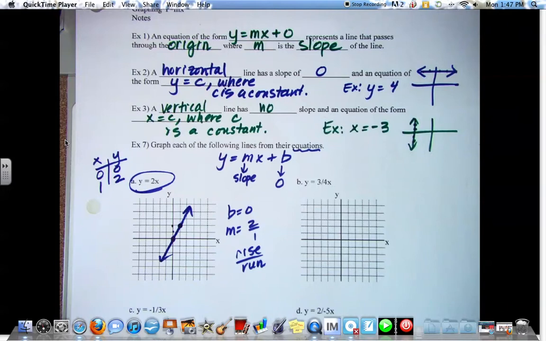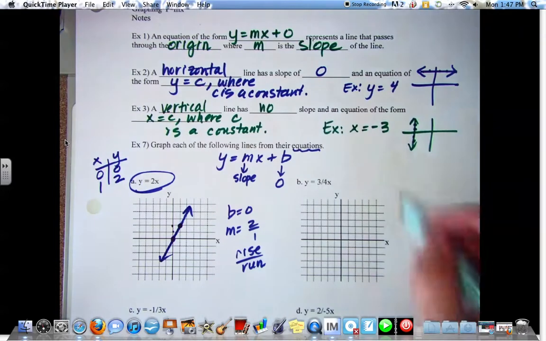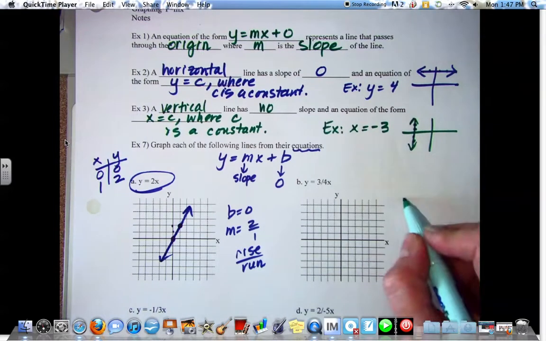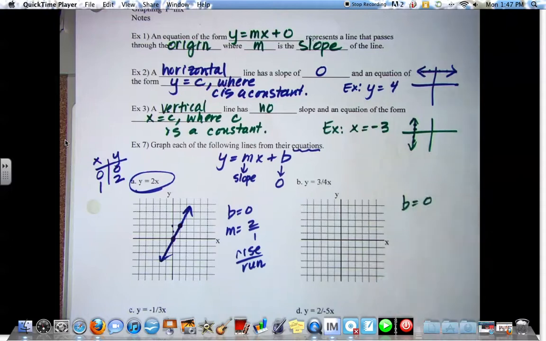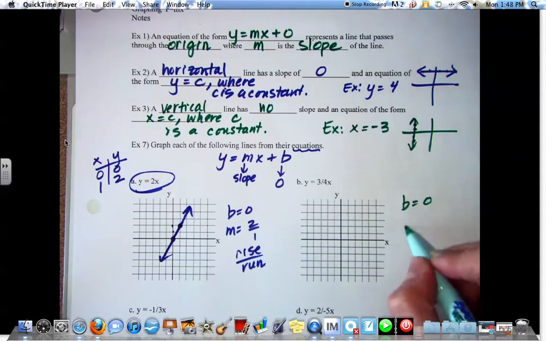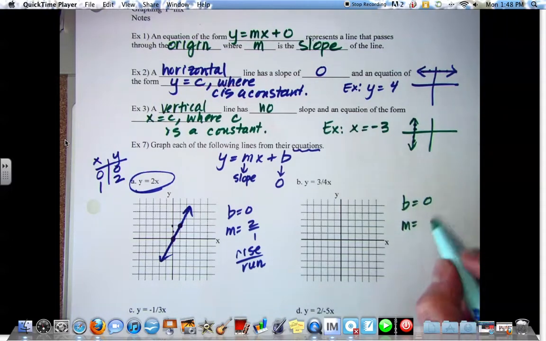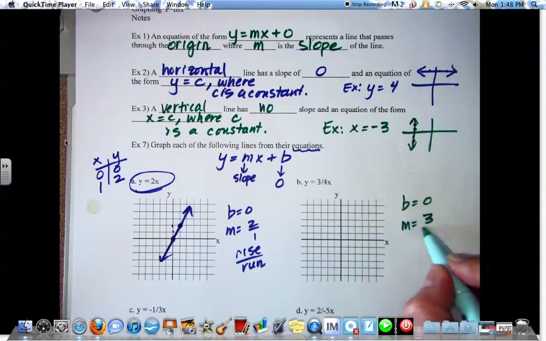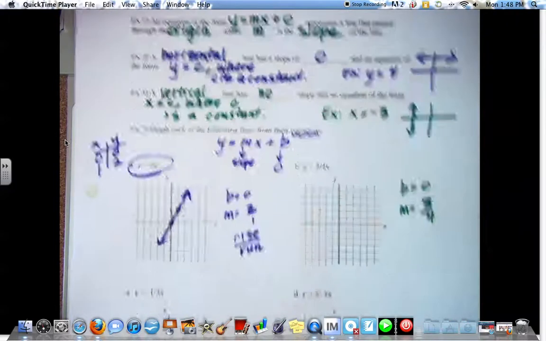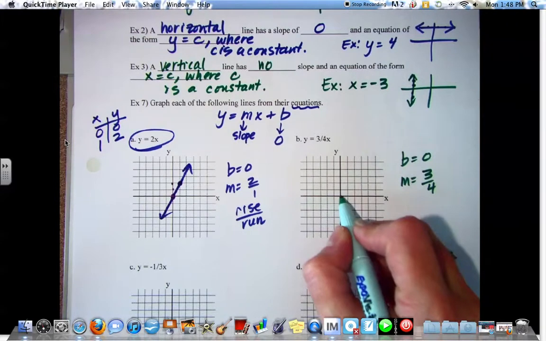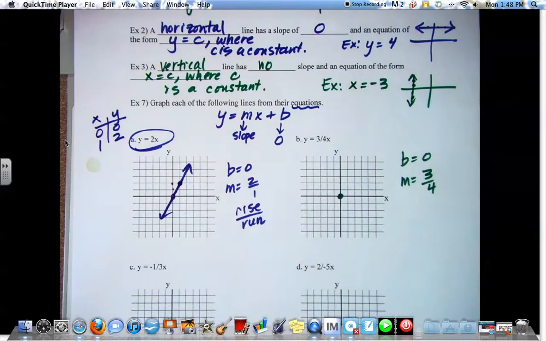So, example B, y equals 3/4 x. What is my y-intercept? 0. What is my slope? 3/4. So, first thing I'm going to do is make a dot at the origin. Wait, so is the y-intercept always going to be 0? For today. Tomorrow it's not going to be.